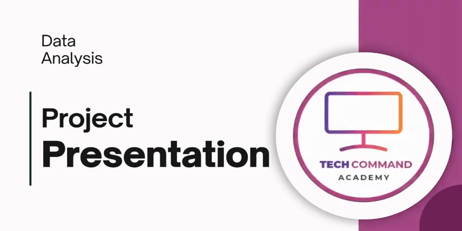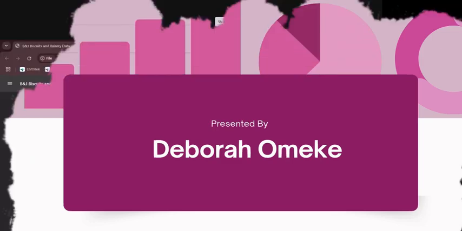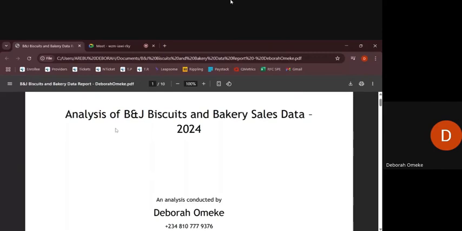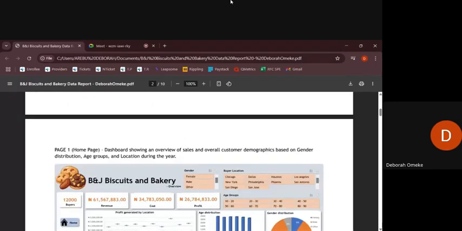Yes, we can. Okay. So the data set I worked on was analysis of B&J biscuit and bakery sales data for 2024. So literally the company.